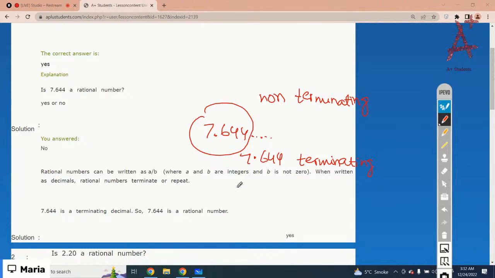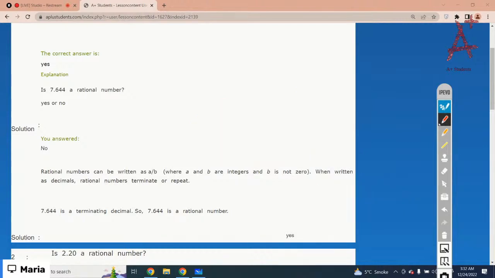Got it? So if a number is terminating, that means it is a rational number. If it looks like 7.64646464, a specific pattern repeating again and again, that means it is also a rational number. Got it? If it repeats the same pattern, that means it is a rational number. So in both cases it is rational. Got it? So let's just start with the test question.